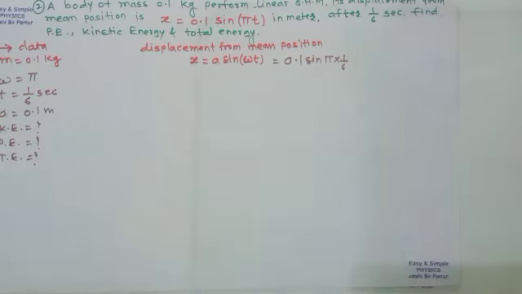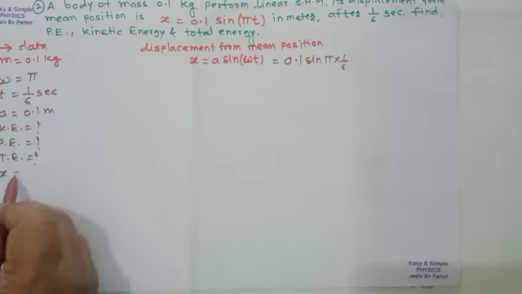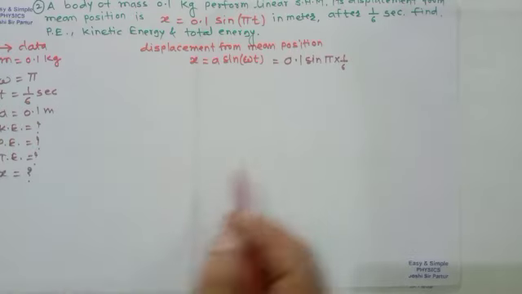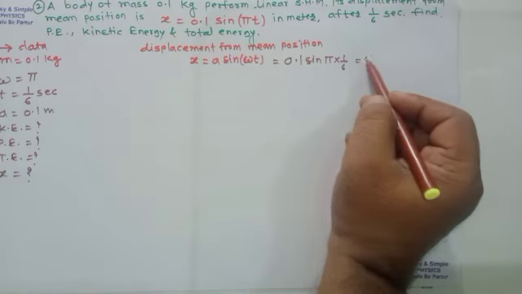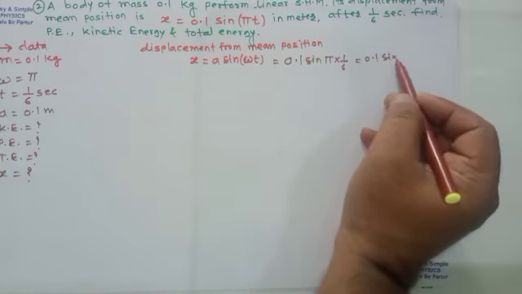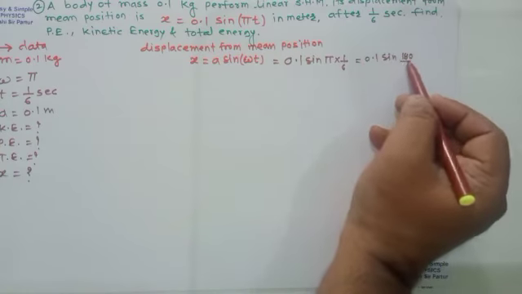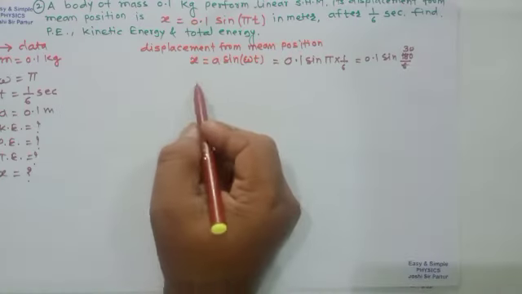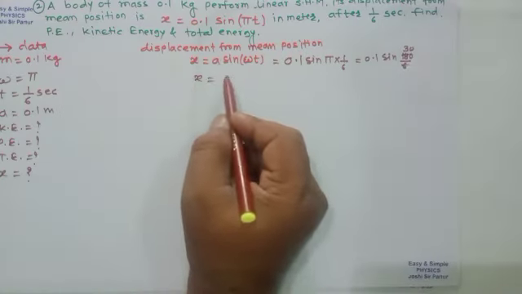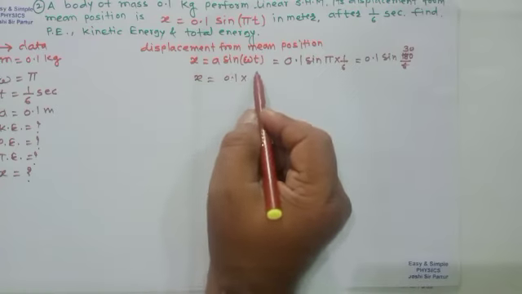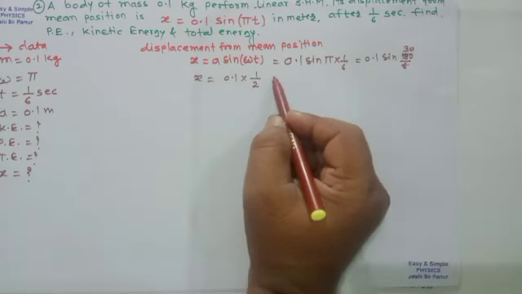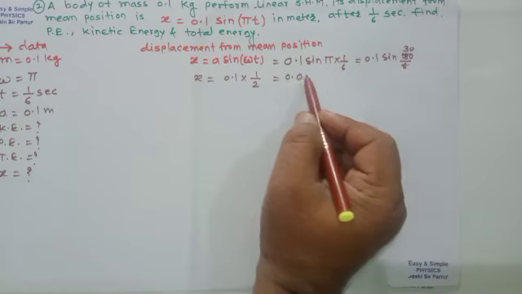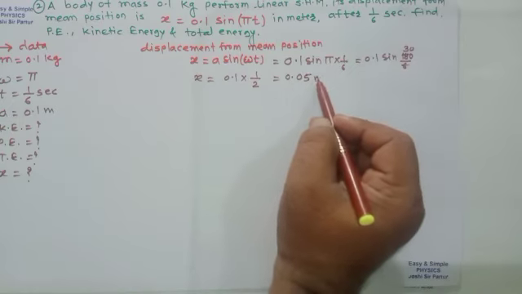Similarly, x is also to be determined. x is equal to question mark. See, it will be 0.1 sin of 180 divided by 6. So it is sin 30. So x is equal to 0.1 multiplied by 1/2, and displacement will be 0.05 meter.